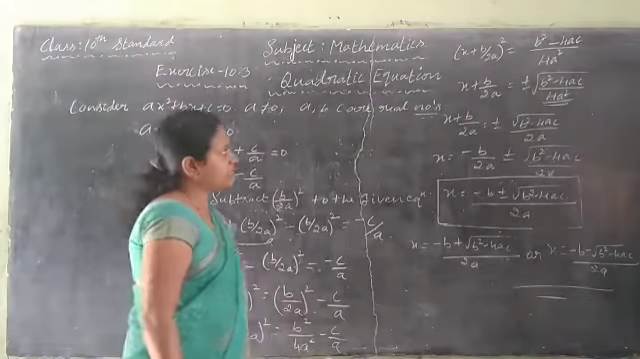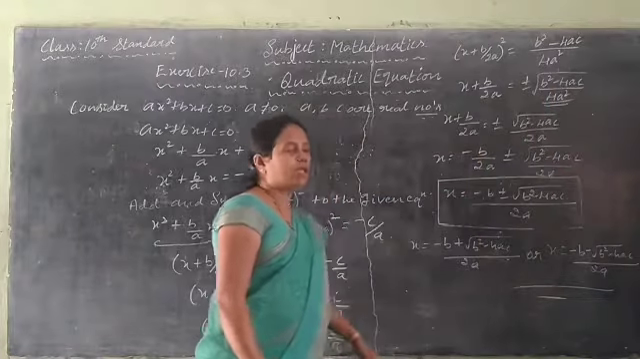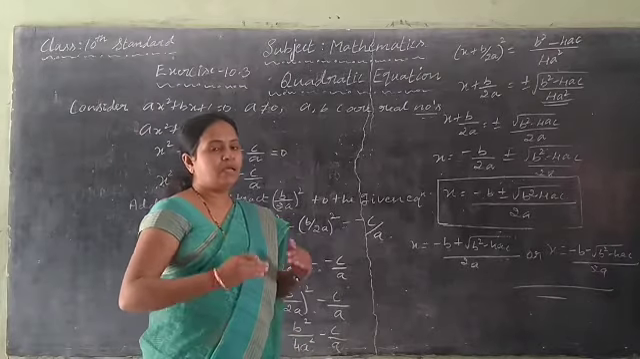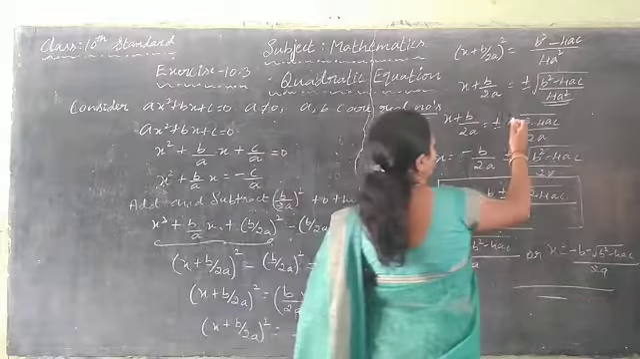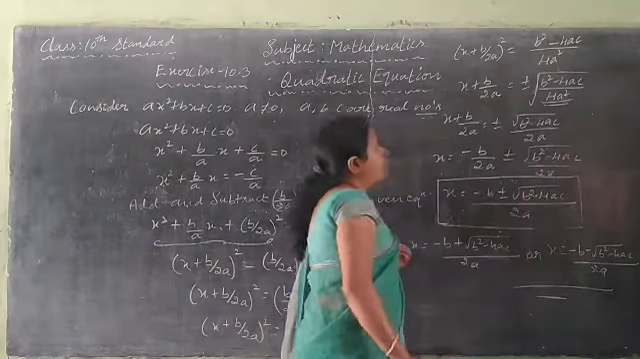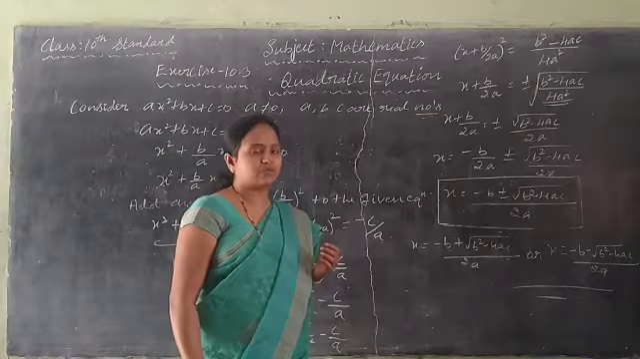Then we are going to take the LCM. When we take the LCM, we will get 4a². In the numerator, you will get b² − 4ac, children. In the next step, transfer the square. When you transfer the square, you are going to get plus or minus the square root of (b² − 4ac) divided by 4a².